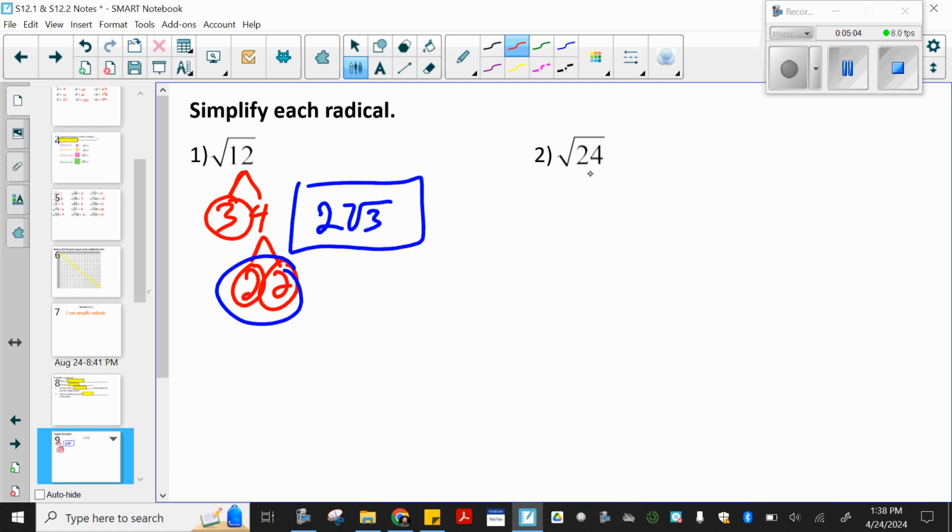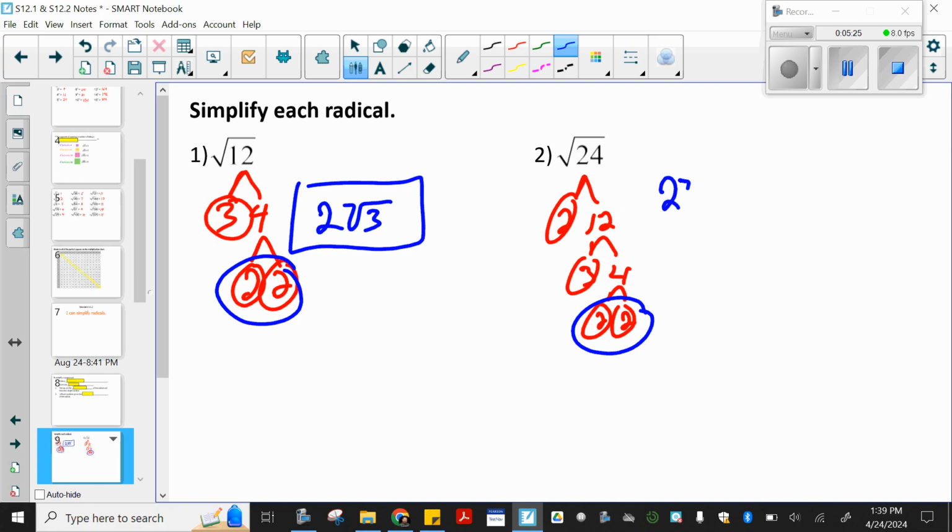2 and 24. 2 and 12. 3 and 4. 2 and 2. Those are all prime. Here's a pair. We have a 2 and a 3 left over. We have more than 2 2's. We're only going to take 2 of them out. Just like before, that's going to go on the outside.